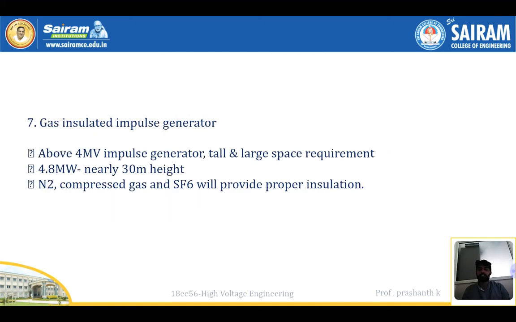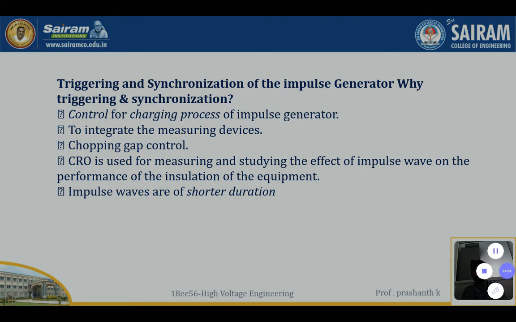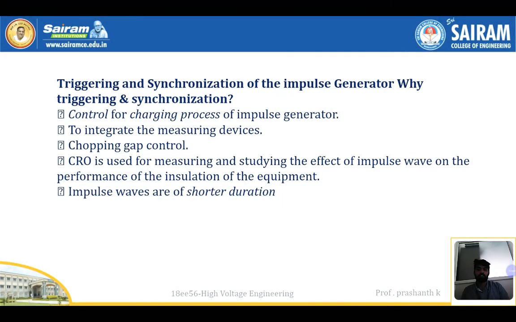Gas-insulated impulse generator: for about a 4 megavolt impulse generator, a tall and large space is required, nearly 30 m in height, and compressed SF6 gas provides the proper insulation. So this is the concept we discussed. In the next class we'll discuss triggering and synchronizing the impulse, and why triggering synchronization is needed.